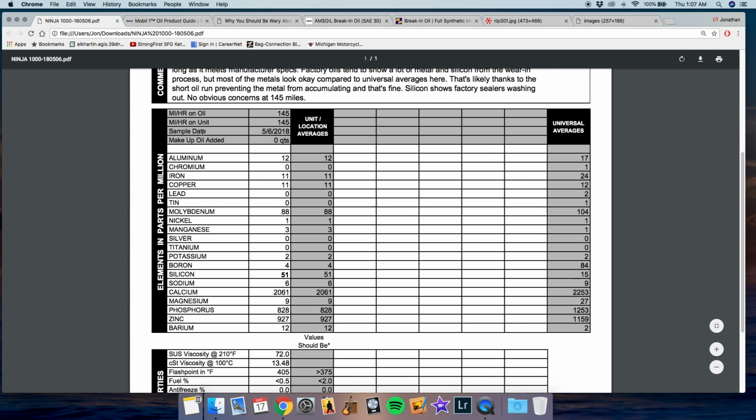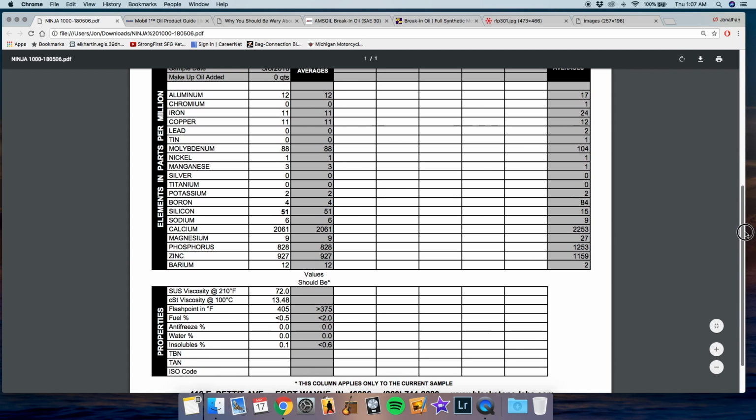And then they break it down. Here are the different things that they are able to test for in the oil. All these categories down here, and then really we're just looking at this column, which shows the amount in parts per million. And they provide some additional data down here.